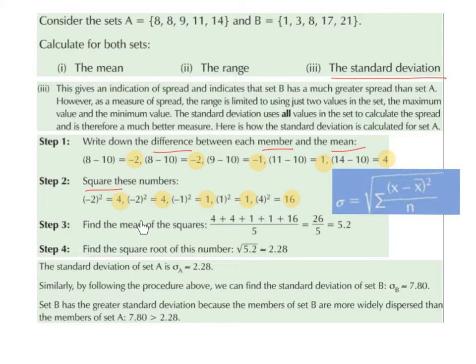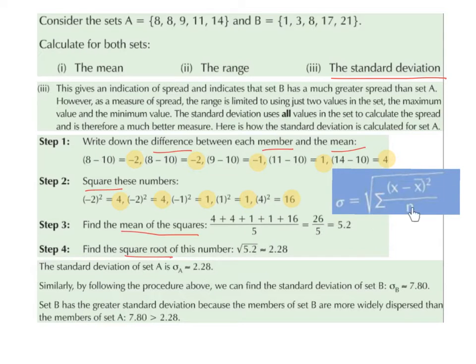Then step 3 was we got the mean of the squares, so we added up the 4, the 4, the 1, the 1 and the 16 and divided by 5 because there were 5 of them. So 4 plus 4 plus 1 plus 1 plus 16 is 26, and 26 divided by 5 is 5.2. And step 4, we got the square root of this number. We always apply the square root at the very end. The square root of 5.2 was approximately 2.28 to 2 decimal places. And to find the standard deviation of set B, we did the exact same steps, minusing 10 from each of the values, squaring each of the answers, adding them all together and dividing by 5 because there are 5 values, and then square rooting our answer.